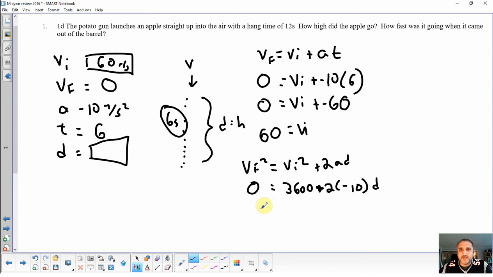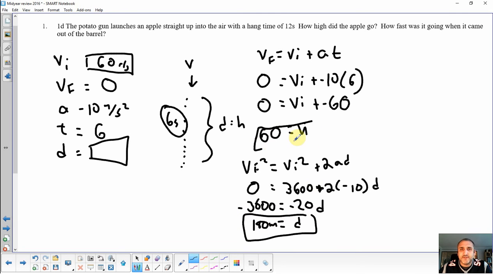So what's next? We're going to have to subtract 3600 from both sides, negative 3600 equals negative 20D. And that's a good thing that we've got a negative 20 here and a negative 3600 here, so that means our D is actually going to be positive because it goes up. And 3600 divided by negative 20 is 180 meters. So there is how high it goes, and there is how fast it is going when it comes out.